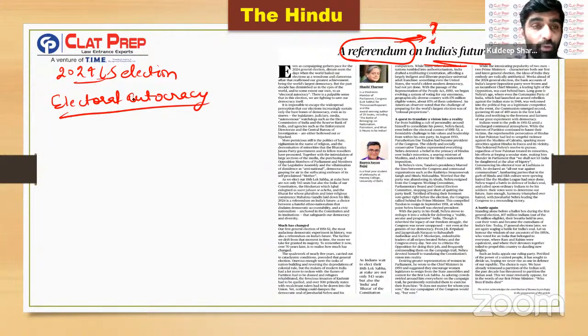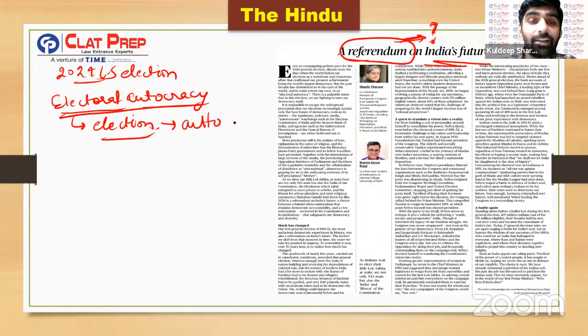So rather than a democracy, we have become an electoral autocracy. So what do you understand by electoral autocracy? Shashi Tharoor here means that although there is an election, however, once an election happens, the government is not functioning like a democratic body, but as an autocratic state.